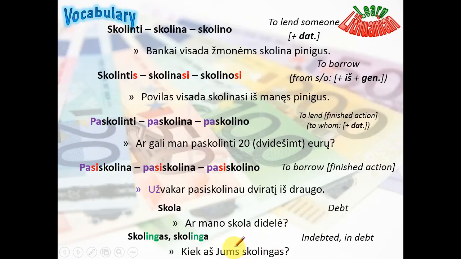Jums, for you. This is plural dative. Jūs, jums. Kiek aš jums skolingas? This is a polite question, because it's jums. But if you would like to say it to a singular person, someone you know well, you would say kiek aš tau skolingas. How much do I owe you? Kiek aš tau skolingas.